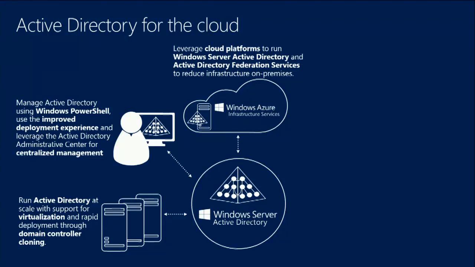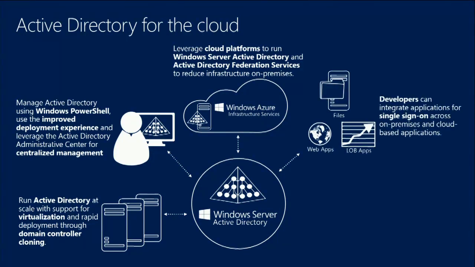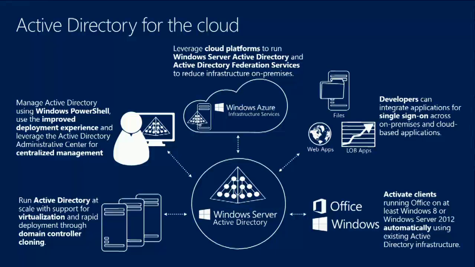And of course, I can leverage cloud identity services such as Windows Azure Infrastructure Services and Windows Server Active Directory in the cloud, in conjunction with Active Directory Federation Services, to further reduce any potential infrastructure that I might have to run on-premises. Of course, developers can leverage a number of APIs to integrate applications with single sign-on. And one of the other new capabilities is the ability to automatically activate a client running Office, Windows 8, or Windows Server 2012.